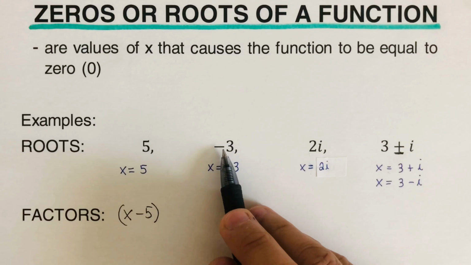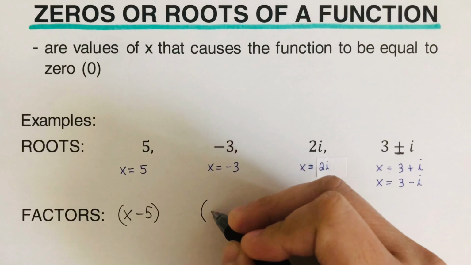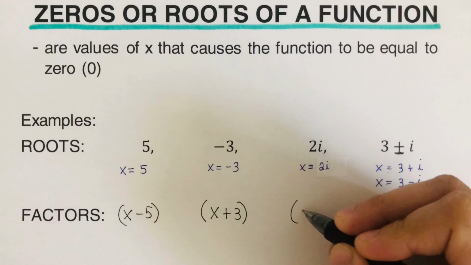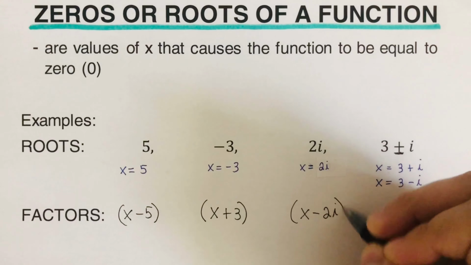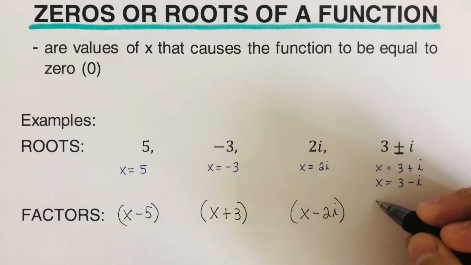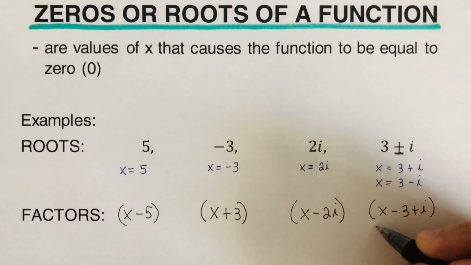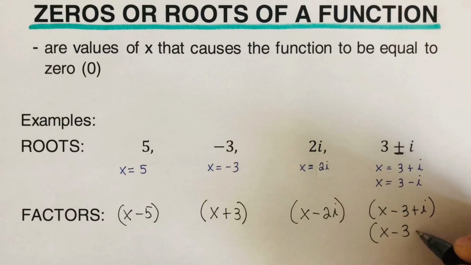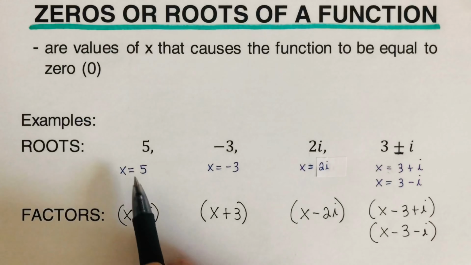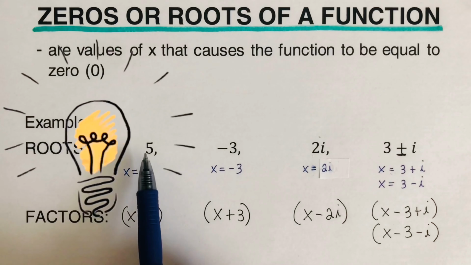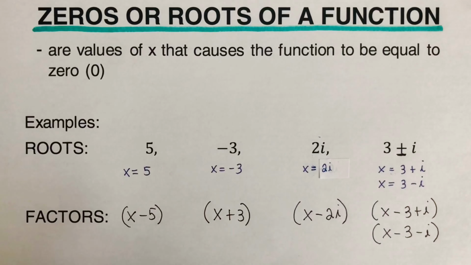So for this next root, we can write this as x plus 3. And this one can be written as x minus 2i. And this one in factored form, we can write as x minus (3 plus i). And the other one is x minus (3 minus i). So this is how we change the roots into factored form. Pretty much the trick is, if we are given the roots in either of these notations, all we need to do is switch the sign of the root, put it next to the x, and put these two terms inside the parentheses as binomials.